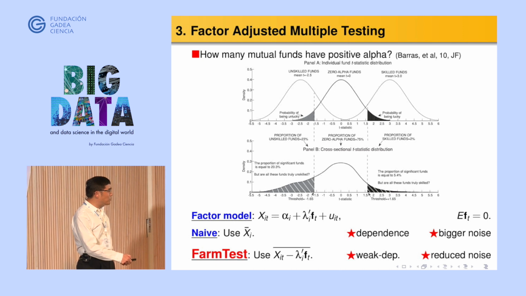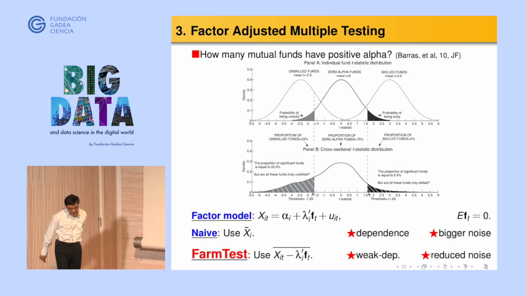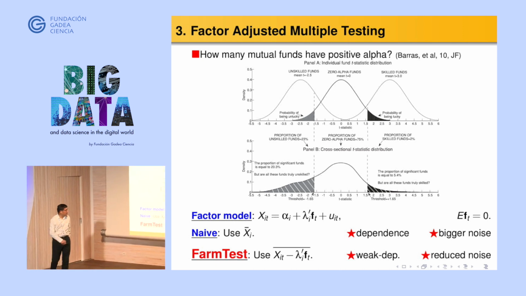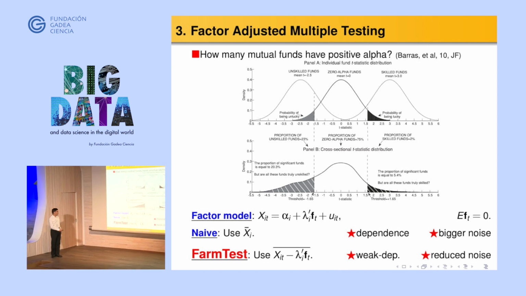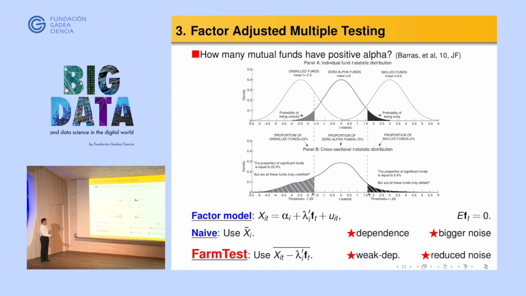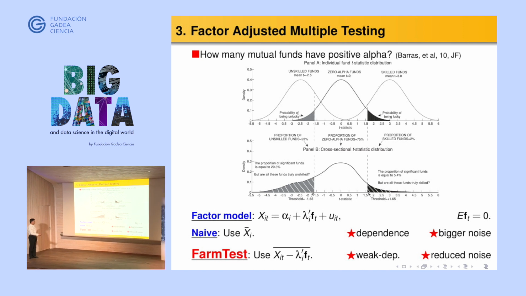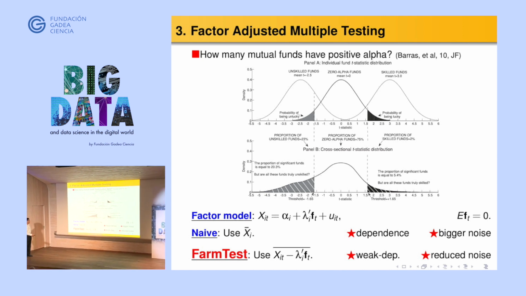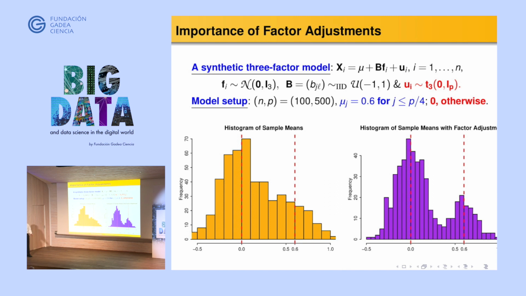And when you do sample averages, you regard these two components as your noise, so you're getting a bigger noise, right? When I do factor adjustment, I learn the latent factor and idiosyncratic component, and I subtract those out. Now my noise is weakly dependent. Now my noise is reduced. So I would do much better, right? This is just one simple example to demonstrate that by doing factor adjustment, you'll get much better power and size control.